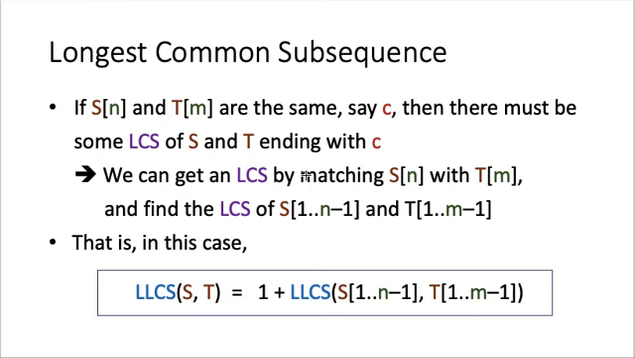What we need to do here is to find out what is the best way to match the remaining part of S and the remaining part of T. So we remove the last character of S, remove the last character of T, and find out what is the longest common subsequence of them. After getting such a longest common subsequence, we will just add the last character to make it longer.